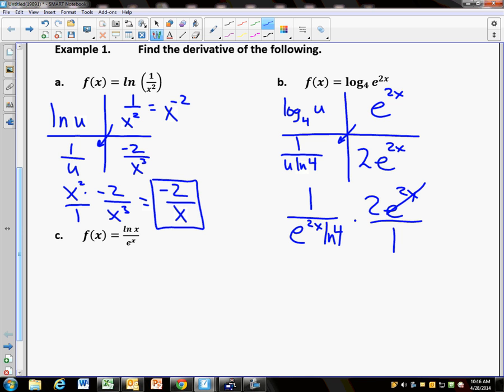Very good. E to the 2x's will cancel. You're going to get 2 over natural log of 4. That's just a number, isn't it? It's a constant. So if you have a constant for a derivative, what's the original function then? It's a line. Can anybody look at this and tell me why you get a line? Anybody see it at all?